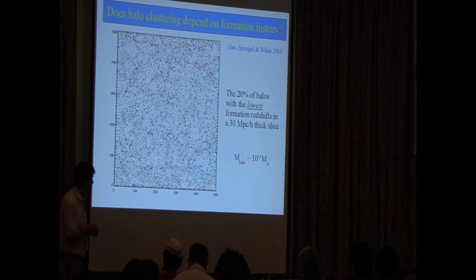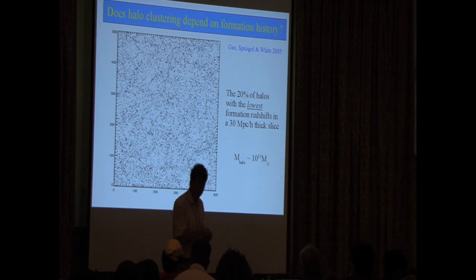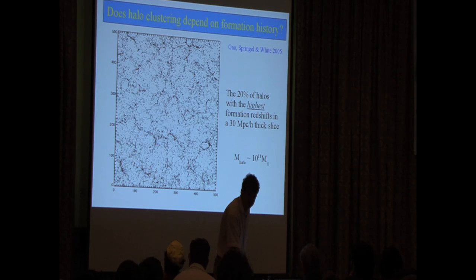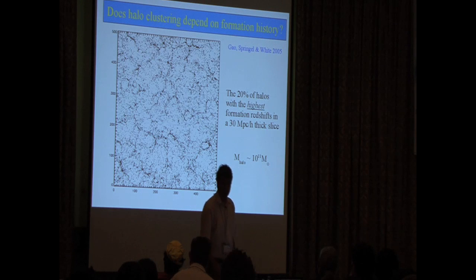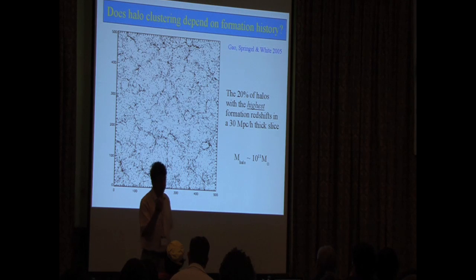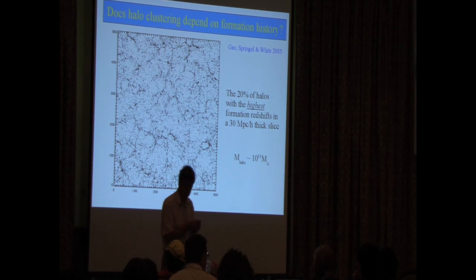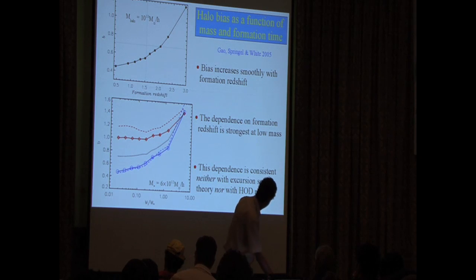That's the distribution. Now I can take the opposite end of the distribution, the 5th, so the same mass, but the 5th that was assembled at the earliest times. And that's the distribution. So I think you can agree they're not clustered in the same way. So this means that this simple consequence of the Markov random walk does not hold. The clustering depends on something else besides just the mass of the halos.